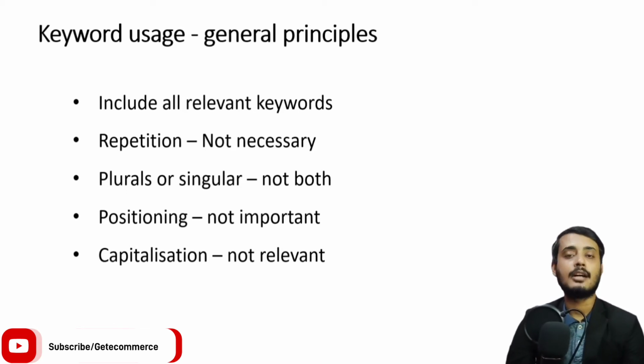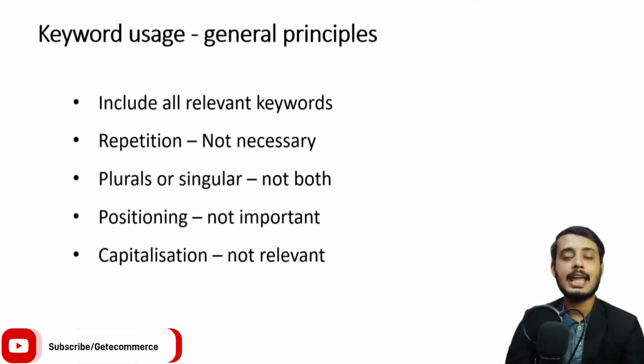If a keyword is not included in a listing, it cannot appear for a search for that keyword. You should therefore include all the relevant keywords in the copy. Repetition is not necessary and does not benefit. There is no need to keyword stuff, that is, have a keyword more than once if that does not add to the description. It is not necessary to include both plural and singular of a keyword. So for example, you don't need to include iPhone and iPhones.